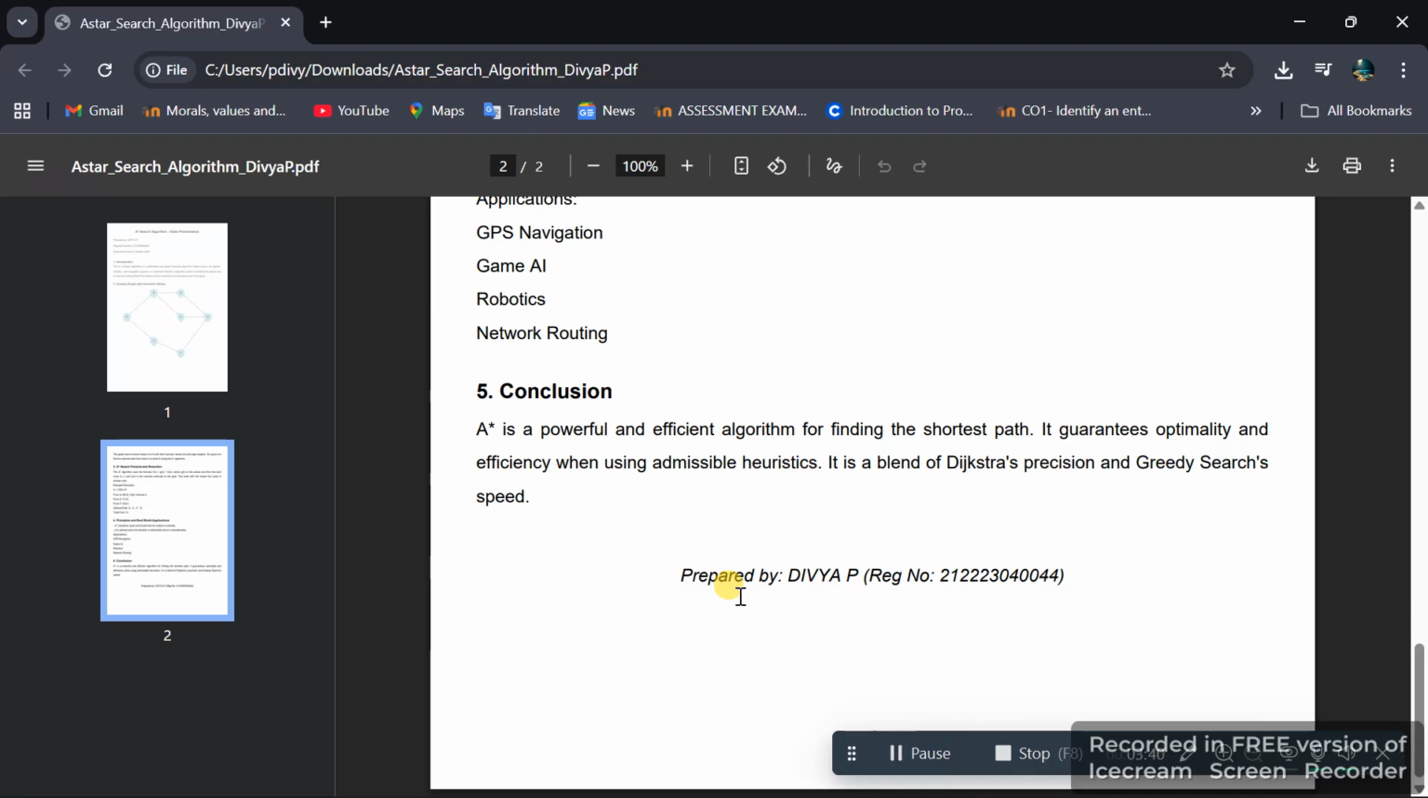So A star is a powerful, smart combination of Dijkstra's algorithm and greedy search. It uses both actual and estimated cost to find the best path efficiently.